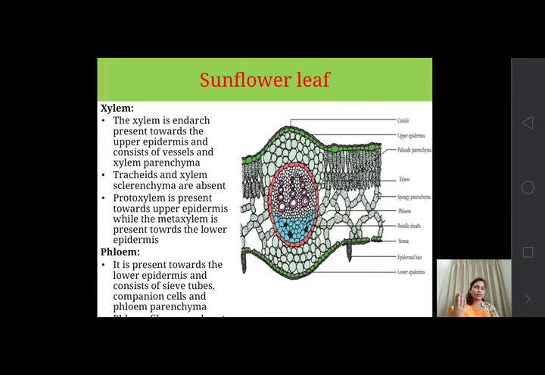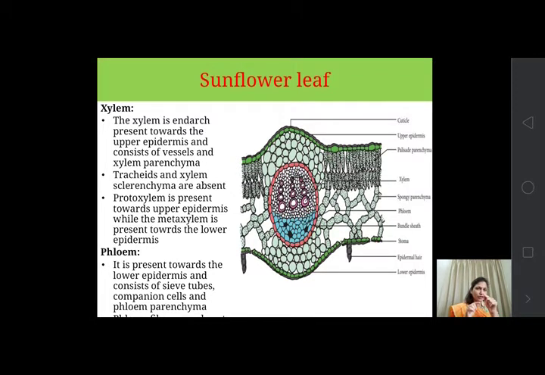Normally there are four types of cells: xylem vessels, xylem tracheids, xylem parenchyma, and xylem fibers or xylem sclerenchyma. So in the case of this sunflower leaf, only the xylem vessels and xylem parenchyma are present. Xylem tracheids and fibers are absent in the leaf. Okay, so they are absent in this leaf. So protoxylem is present towards the upper epidermis, while the metaxylem is present towards the lower epidermis. So large vessels are present towards the lower epidermis, and the small vessels, known as the protoxylem, face towards the upper epidermis.